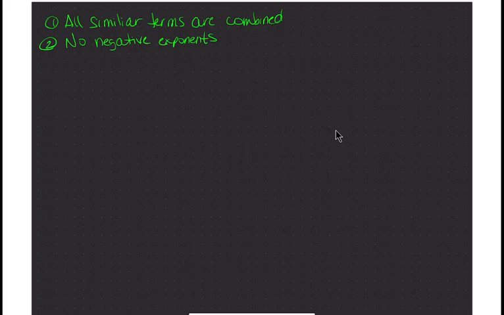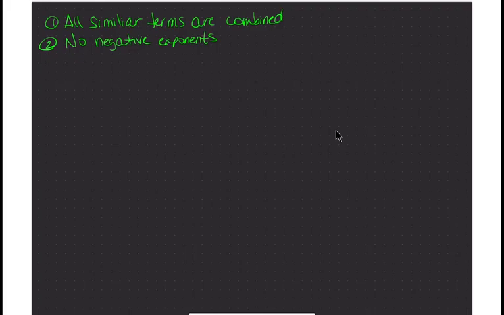We want to be able to simplify all of these, and we know that it's simplified when, number 1, all similar terms are combined, and number 2, when there are no negative exponents. Those are the two big keys when it comes to simplifying our problems and making sure they're simplified as far as they can go. All of the like terms are combined, and there are no negative exponents.